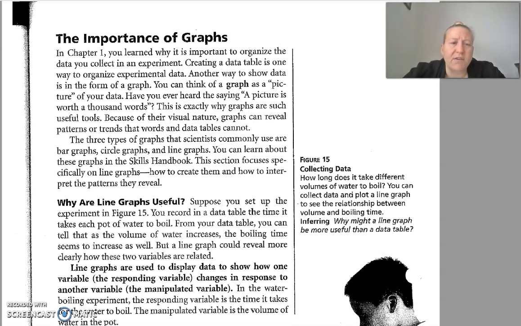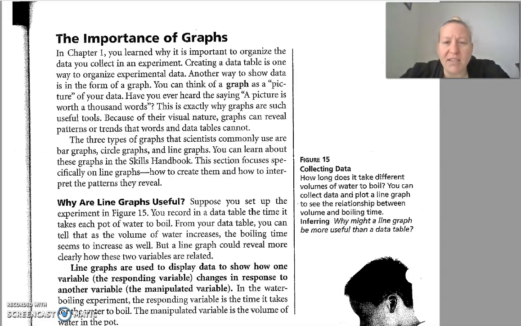The importance of graphs. In Chapter 1, you learned why it is important to organize the data you collect in an experiment. Creating a data table is one way to organize experimental data. Another way to show data is in the form of a graph. You can think of a graph as a picture of your data.